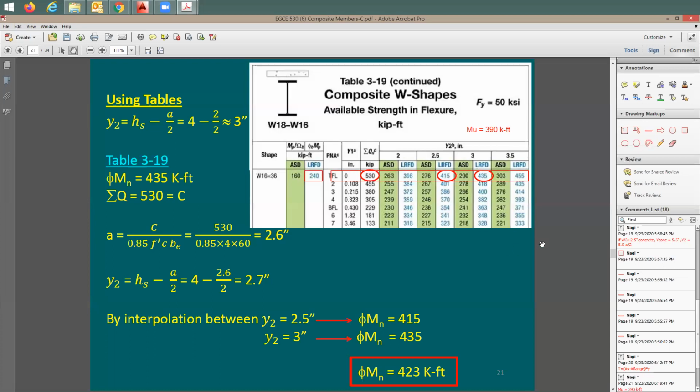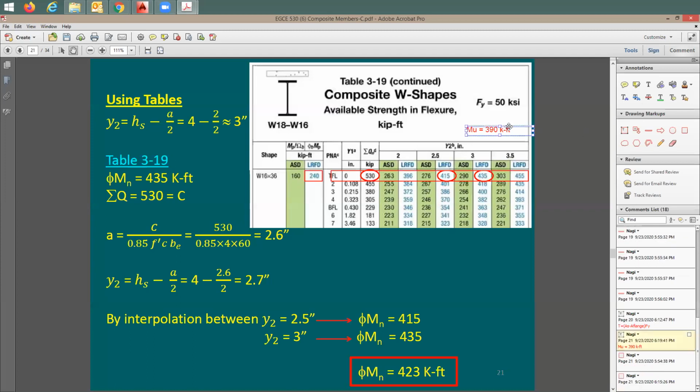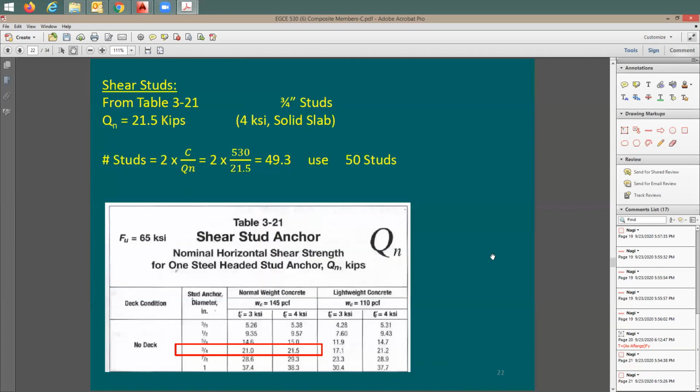How much is the force that you'd like to transfer or design your Nelson stud for? I'll let you figure this out yourself. Okay, let me work on it with you. Your Mu, the demand, is equal to 390 kip-feet. I'm looking maybe at 3 inches, right? If I go here with point number 4, this is not good. It's lower than 390. So I'm going to stay here, maybe 400 kip-feet, right? It means the amount of force I need to design for studs is going to be 380 kips. All right, let's just keep it simple. Let me move forward and see what can be done.